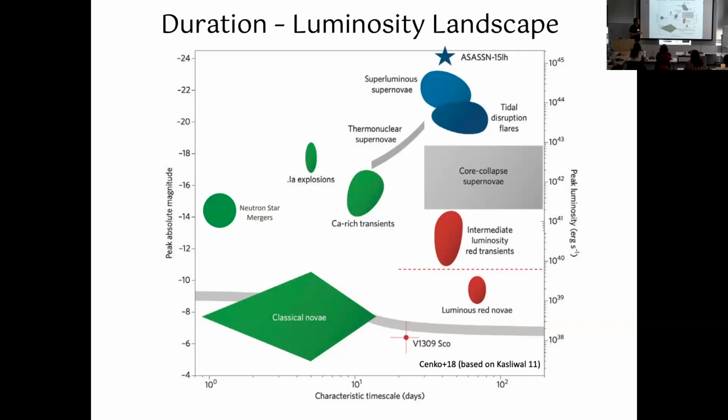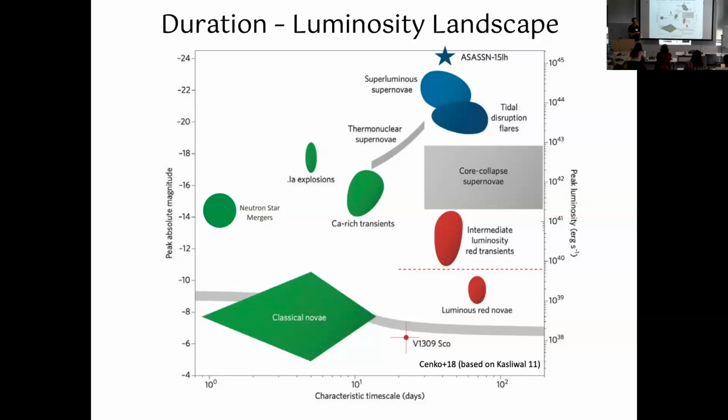And then you have things that have only been discovered in the last decades or so, like superluminous supernovae, which are much brighter, tidal disruption events. And then we have these ILOTs, of which luminous red novae are... I don't want to go into what ILOTs are, but the luminous red novae are sort of down here in between the novae and the supernovae. And then we have these very short duration things.